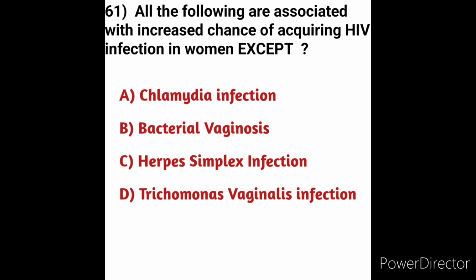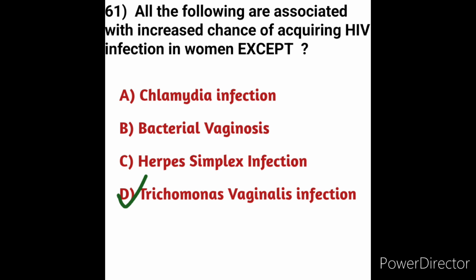Signs and symptoms are different in males and females. Additionally, we will first see the signs and symptoms in men: itching or irritation inside the penis, burning after urination, and redness around the penis. And in females: itching, burning sensation, redness, discomfort with urination, and vaginal discharge that can be clear or white, yellowish, and sometimes greenish in color. So option D, Trichomonas vaginalis, is the exception regarding the chance of acquiring HIV infection in women.